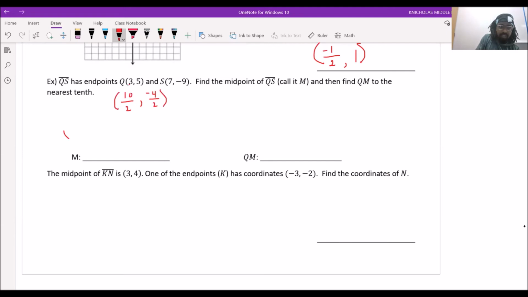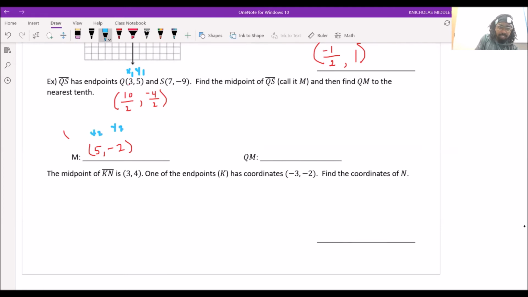Okay, and so we should see that that midpoint, that point M, will be at (5, -2). Okay, that's our midpoint. And then it asks us to find QM. So I'm going to use this as Q. This is X1, this is Y1. This is X2, this is Y2.